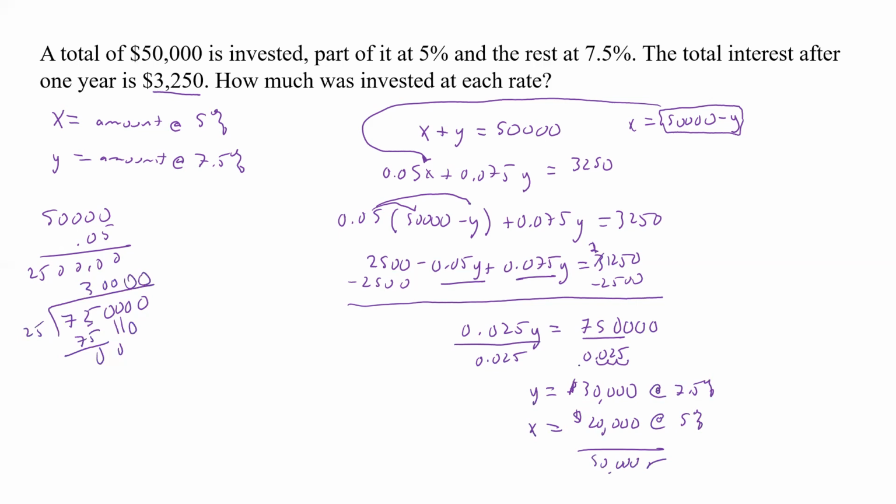Now we have to take that times this and then that times that. So we'll take 0.05 times 20,000, 0, 0, 0, 0, 10, and then move the decimal 2, so it's 1,000. And then we have 0.075 times 30,000. That's enough. So we have 1, 2, 3, 4, then we have 15, then we have 21, 22.